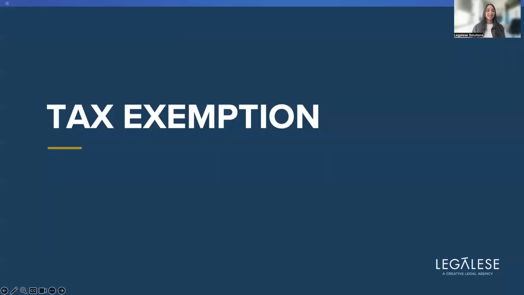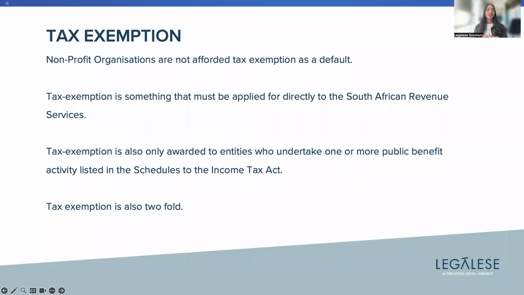Next is tax exemption. In South Africa, non-profit organizations are not afforded tax exemption as a default. It's not something that is automatically received simply because you are performing a philanthropic or non-profit act. In South Africa, tax exemption is something that must be applied for directly to the South African Revenue Service. They administer tax exemption as they are our revenue provider. Tax exemption is also only awarded to entities who undertake one or more public benefit activities, which are listed in the Income Tax Act.